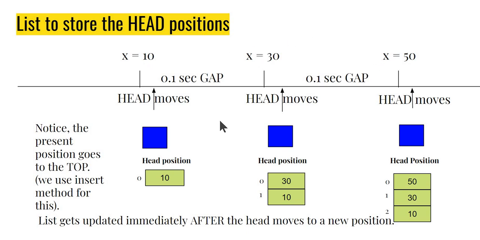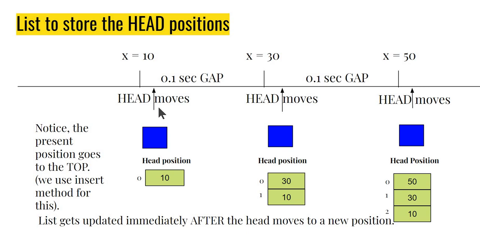Now the way the loop is set up right now, every time I move, I also update this list, which means that, say the snake was at 10, my list 0th position will be 10. Let's say 0.1 seconds later, snake moves to say 30. The head position list will have 30, then 10 because of the insert. Then it becomes 50, 30, 10. Now, a very important point to understand here is that the list gets updated immediately after the head has moved to a new position. Now, why do I bring this up?